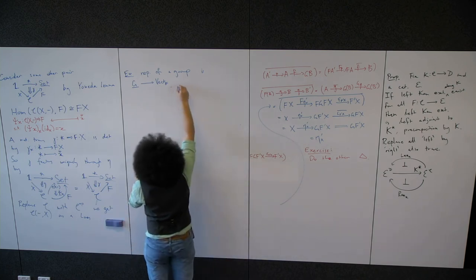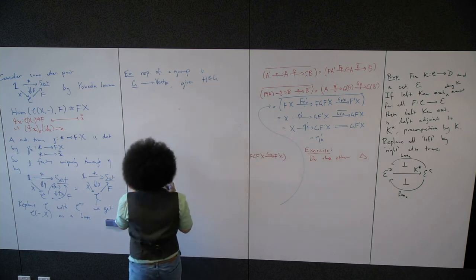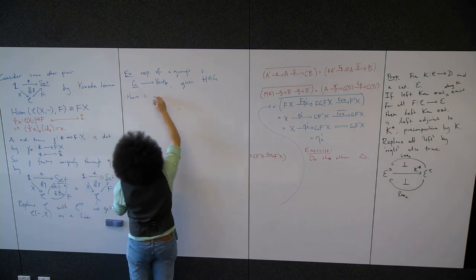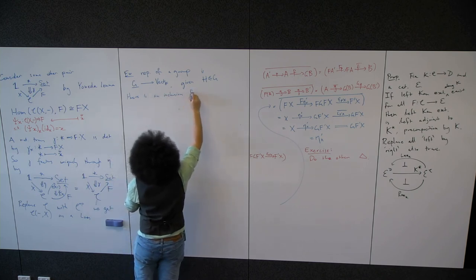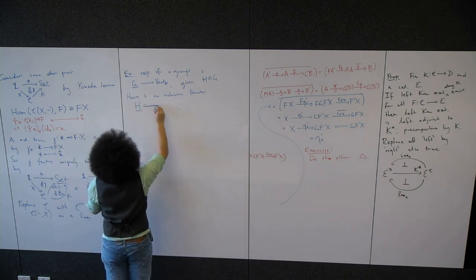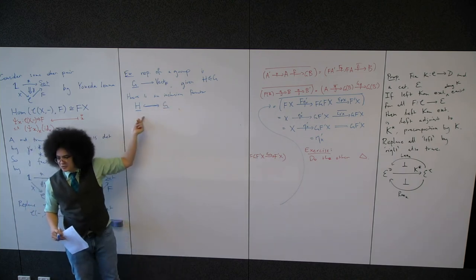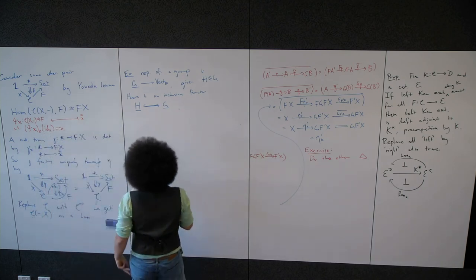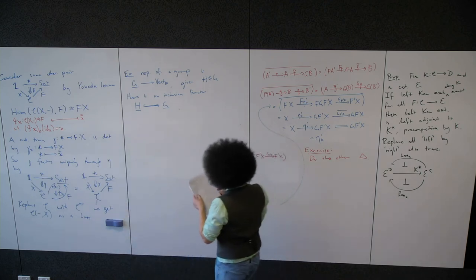All right. Given some subgroup H in G, there is an inclusion functor from H bar into G bar. It sends the one object to the one object, and it sends the morphisms, which are elements of the group, to the same elements. It's closed under composition because the subgroup is closed under multiplication.